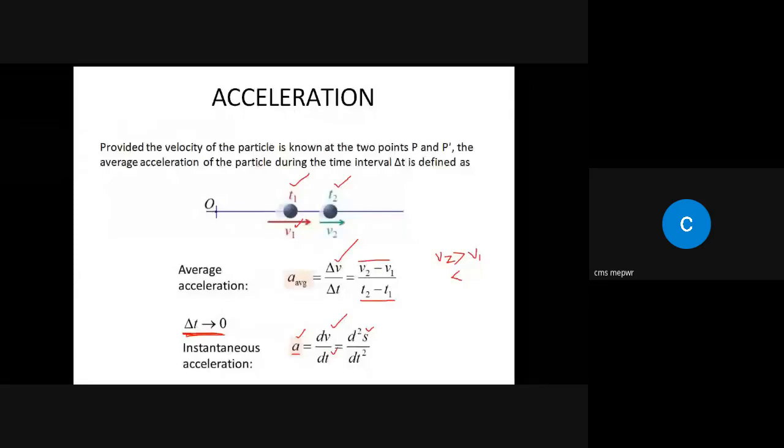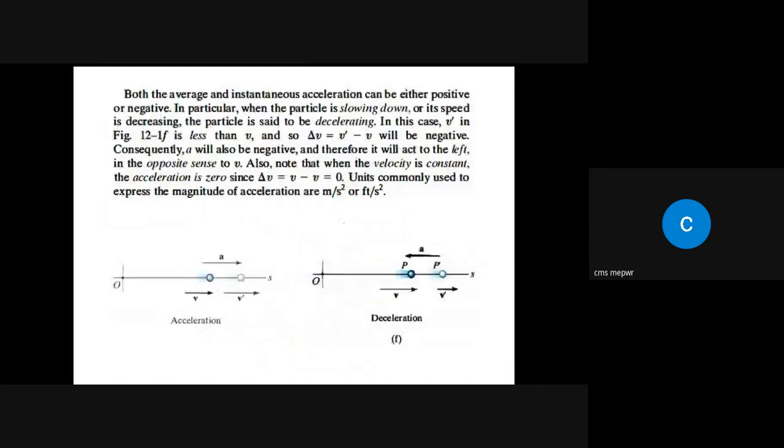Both are basically change in velocity per unit time. Over here, the velocity is increasing, so the acceleration is positive. In this case, initially we have more velocity and then the velocity decreases. So we have acceleration, but that acceleration will be negative, and in this case the acceleration will be termed as deceleration. That is given over here. The unit that we use for acceleration in the SI system is meter per second square, and in the foot-pound system it is foot per second square.